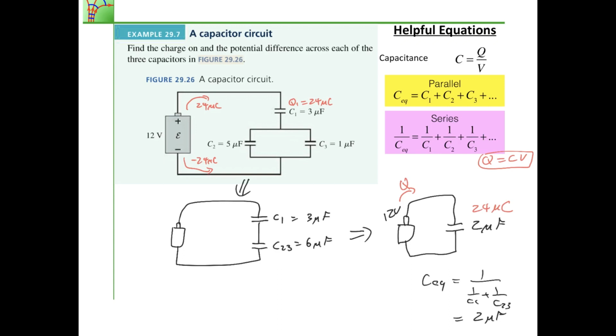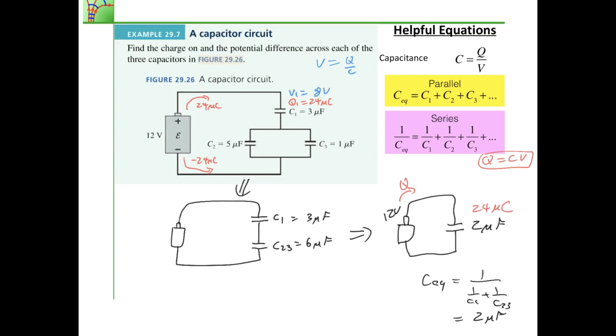We're going to figure out the rest of that in a second, but first, since I know the capacitance and I know Q for this capacitor, I can find the third one as soon as I know 2 of them. I use V equals Q over C. So now V1 is going to be 24 microcoulombs divided by 3 microfarads, so the micros cancel each other out, and I end up with 8 volts.